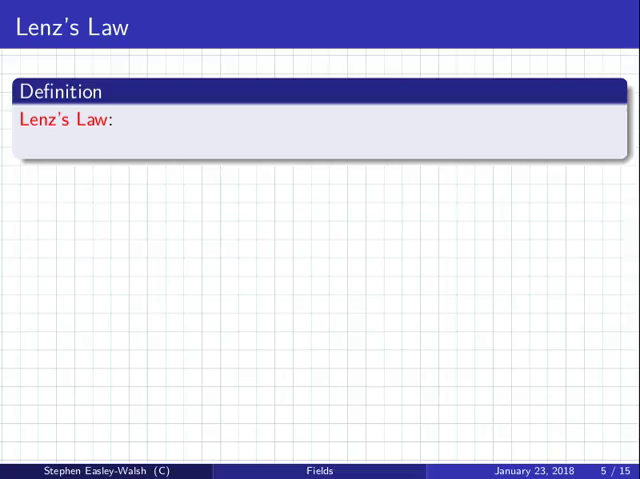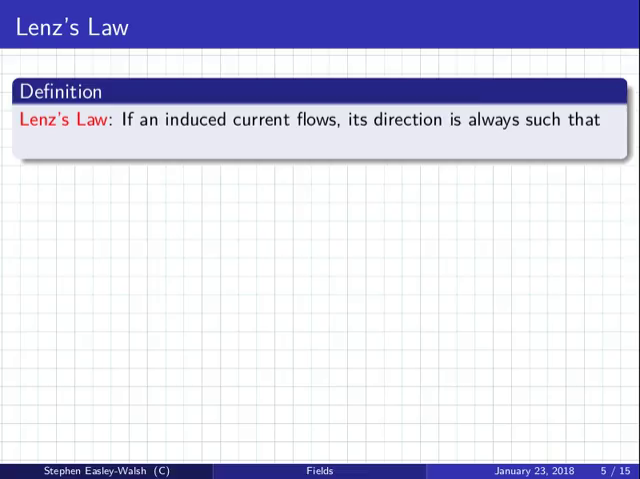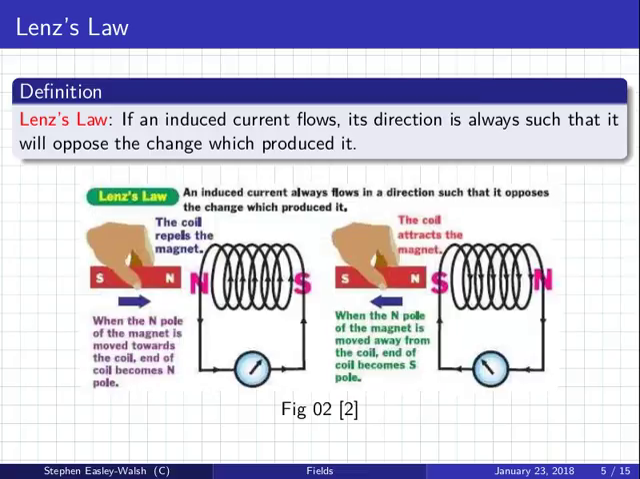Okay, so Lenz's law says if an induced current flows, its direction is always such that it will oppose the change which produced it. Let me explain that with a picture here. This is Lenz's law.